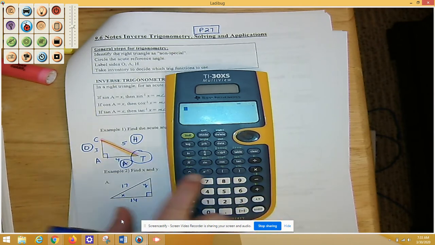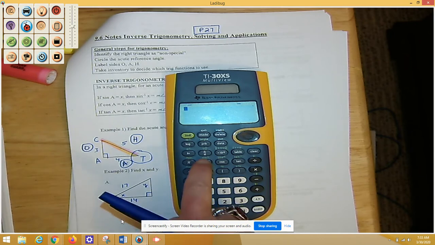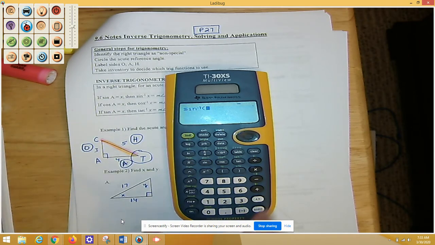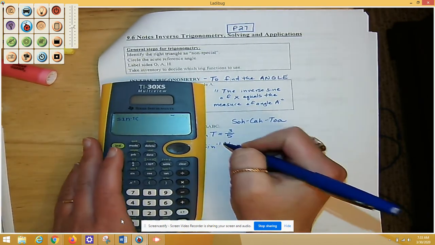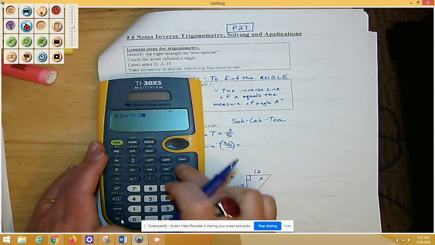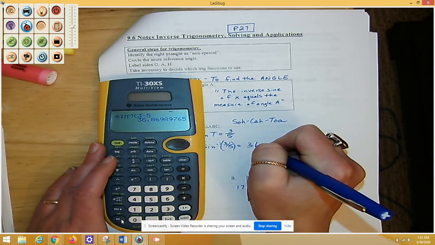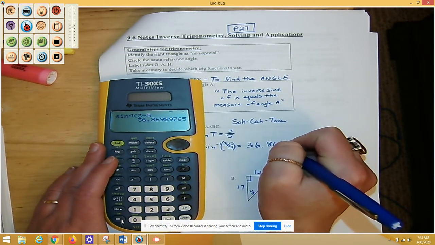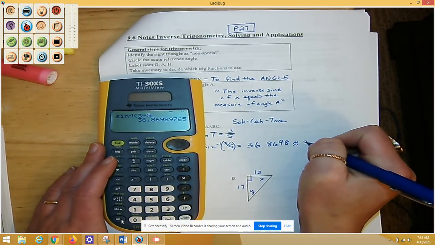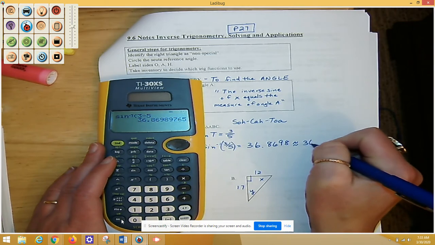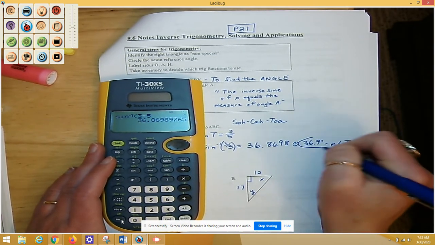So because it's in green, you're going to use the second function on the calculator. So I'm going to go ahead and do second and then sine, and you can see how that -1 shows up in the calculator. And now I'm going to do 3 divided by 5. If I want, I could put that in parentheses. And then I'm going to get 36.8698. So I'm going to round that. I'm going to say approximately 36.9 degrees. And that's going to be the measure of angle T.